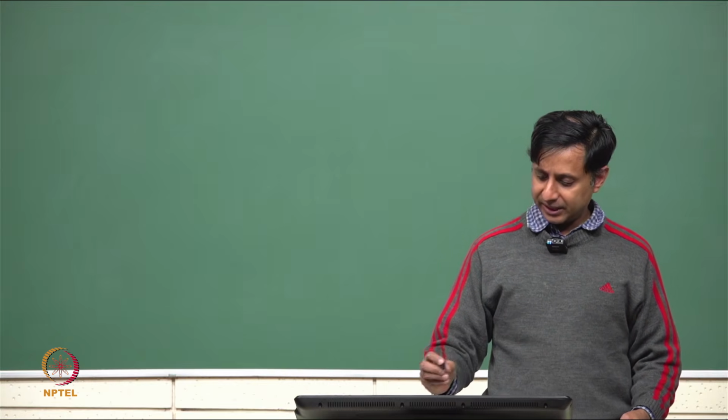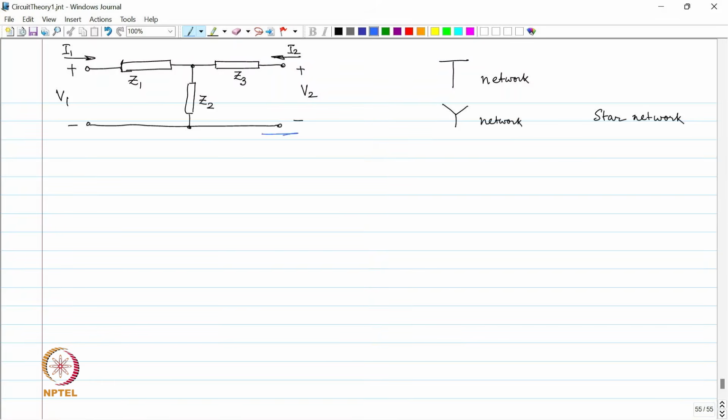So, I open circuit port 2. This is open circuit, left hanging, and over here I push 1 ampere into the circuit. Then you have to make 2 measurements. One measurement is V1, the other measurement is V2. What is V1 going to be?